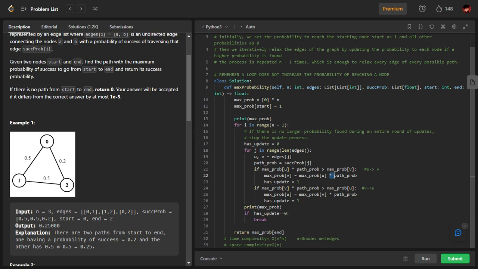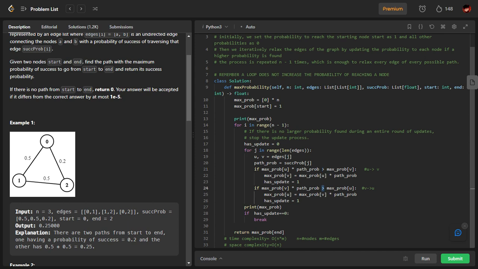And at last, the idea here is, after doing it for n minus 1 times, for example, after running this loop for the first time, all the edges which are neighbors of 0 will have some probabilities, right? Similarly, at the end of the second loop, all the nodes at a distance of 2 edges from node 0 will have the correct probabilities. With this greater-than check, we're ensuring that we only update the maximum probability. We don't make it smaller at any instance.